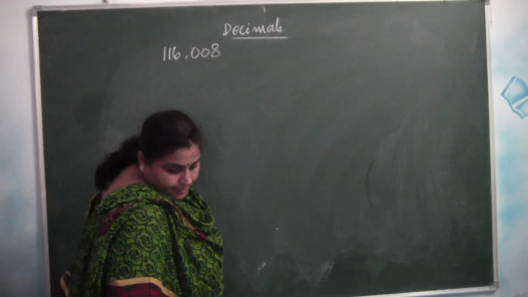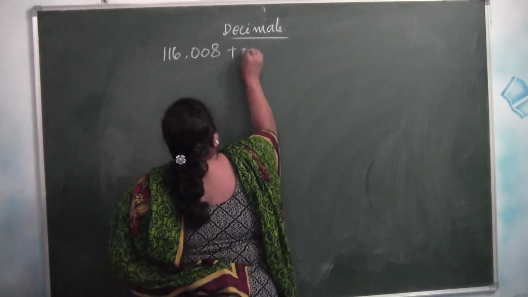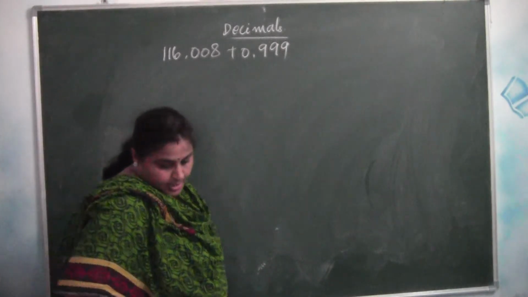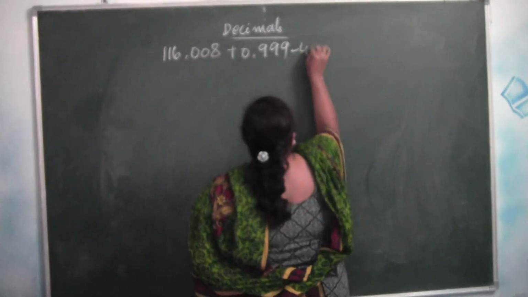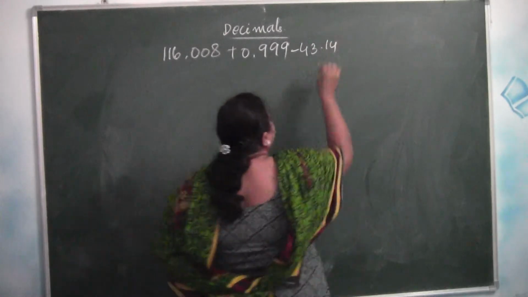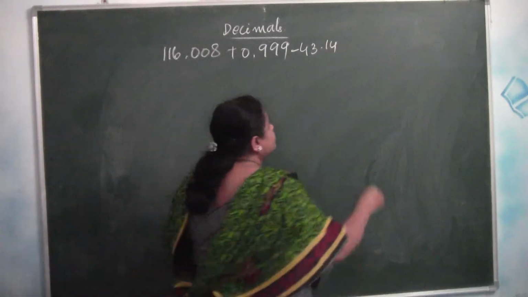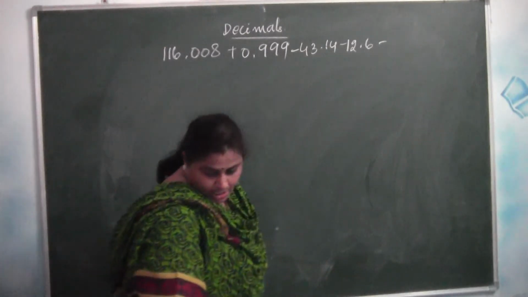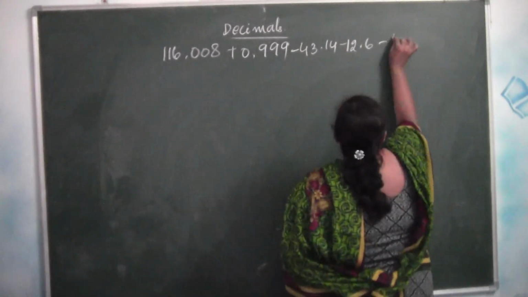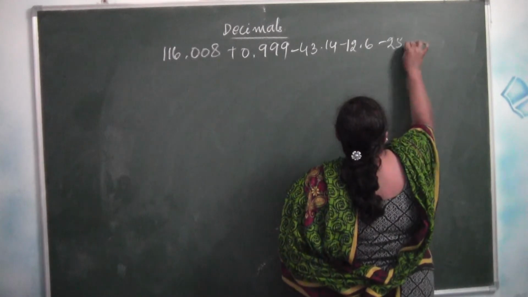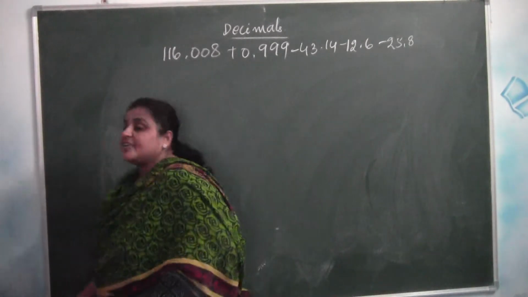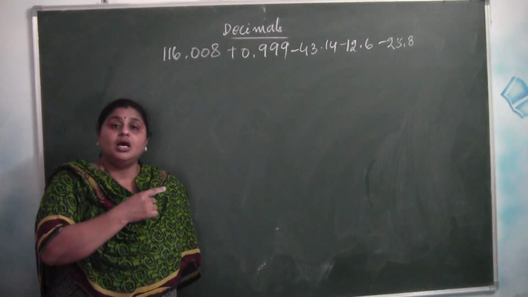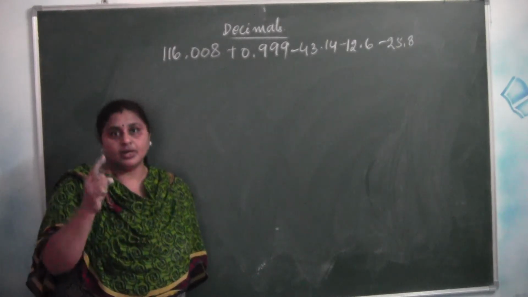116.008 plus 0.999 minus 43.14 minus 12.6 again minus 25.8. So before adding or subtracting, what is the first thing we are going to do? We are going to convert these unlike decimals to like decimals.